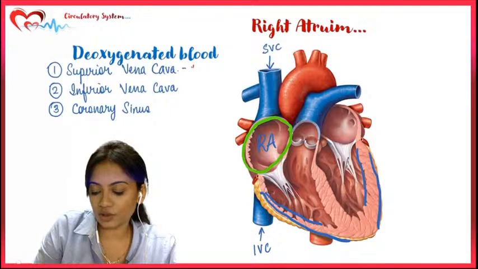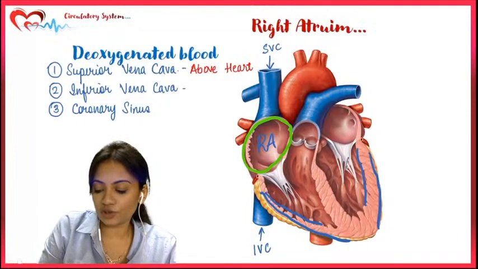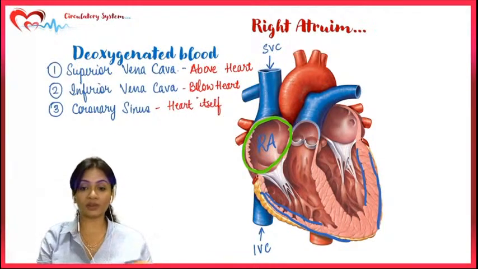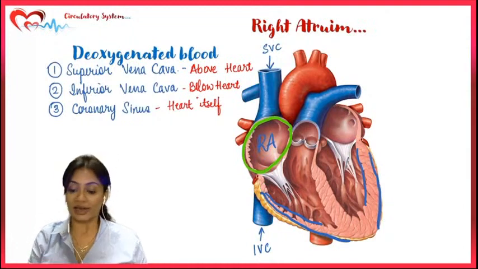These are structures above the heart. This is for structures below the heart, and this is of the heart itself. Okay. So this was all about the right atrium. All right. Now let's continue.